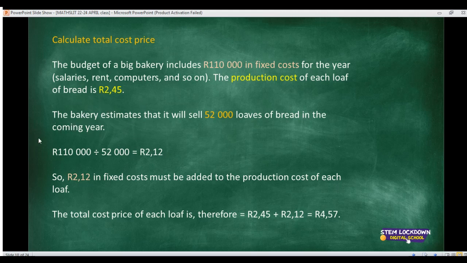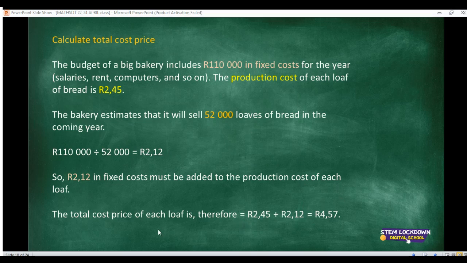How do you work this out now? You take the 110,000 rands of fixed costs divided by the 52,000 loaves the business estimates they will sell in the year. It equals 2 rand 12 cents. So 2 rand 12 cents in fixed costs must be added to the production cost of each loaf. So those fixed costs are what? 2 rand 12 cents. It's worked out from the yearly fixed costs of the business and the yearly estimation of sales for the business. So it's 110,000 divided by 52,000 equals 2 rand 12 cents.